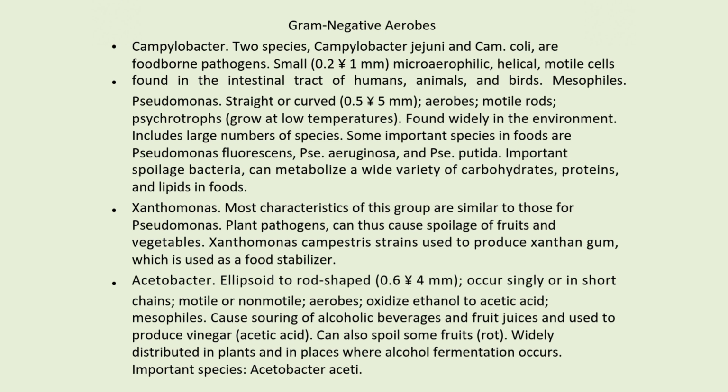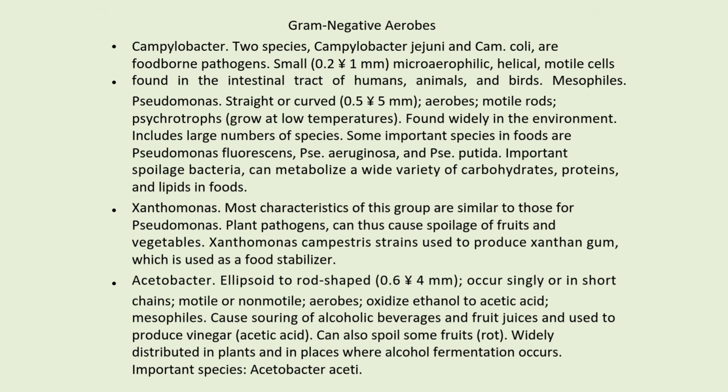Next, we look at Pseudomonas. These are straight or curved rods. They are aerobes and motile rods, and importantly, they are psychrotrophs, meaning they can grow at low temperatures. They are found widely in the environment and include important spoilage species like Pseudomonas fluorescens, Pseudomonas aeruginosa, and Pseudomonas putida. They can metabolize a wide variety of carbohydrates, proteins, and lipids in foods.